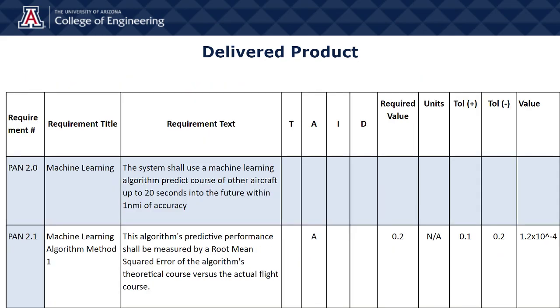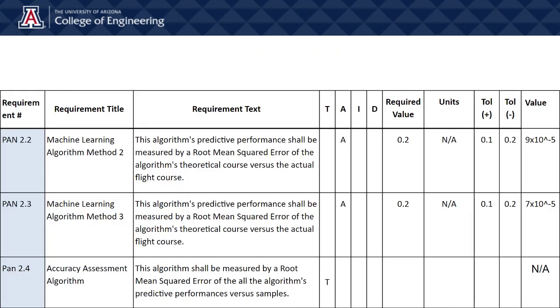We continued on to PAN 2.0 to construct the machine learning algorithms. Each of the algorithms were verified by analysis. You can see in the column to the right the resulting values to use for comparisons between each of the algorithms to determine which is the most efficient. Each of the values fell within the required mean squared error margin, and algorithm 3 was the one that performed the best.